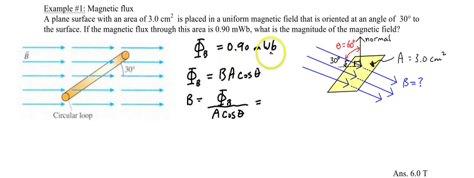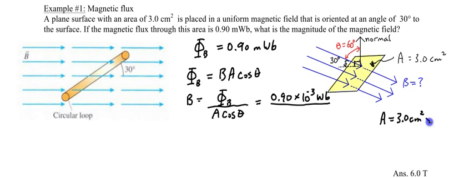The other place that people are going to make mistakes on this problem is changing it into appropriate units. So this should be changed to webers, not milliwebers. So this is going to be 0.9 times 10 to the power of negative 3 in webers. And the other problem we have is the area. The area is 3 centimeters squared, which we need to convert to meters squared. Now in 1 meter there are 100 centimeters, but we're doing centimeters squared, so we're going to need to square that. That's going to give you an area of 3 times 10 to the power of negative 4 in meters squared.